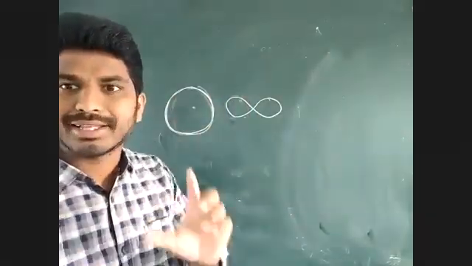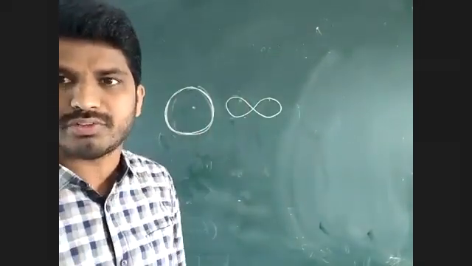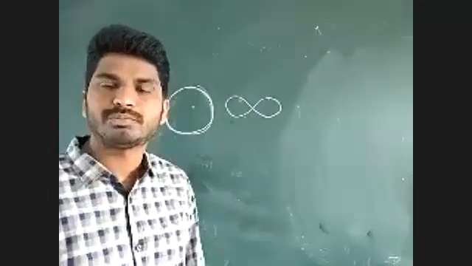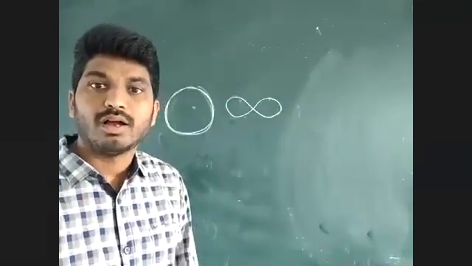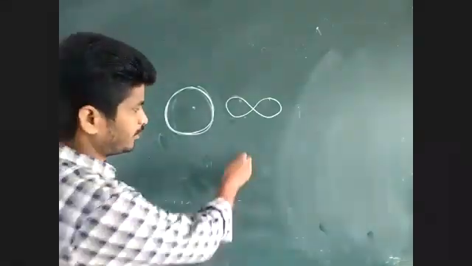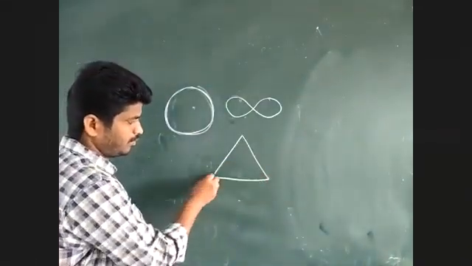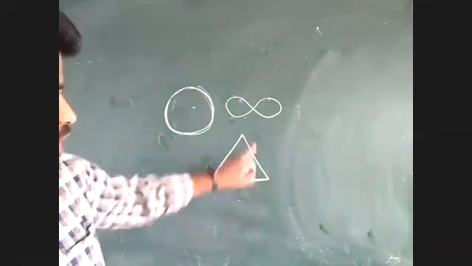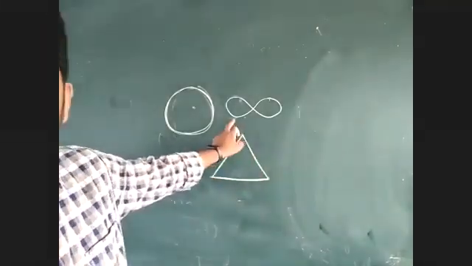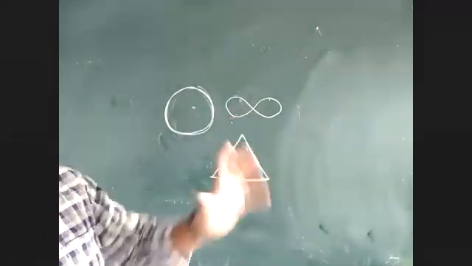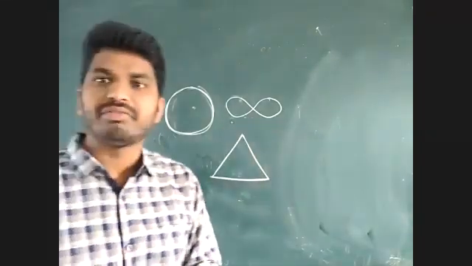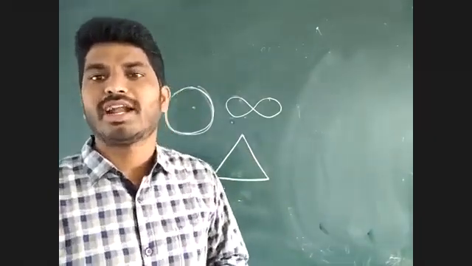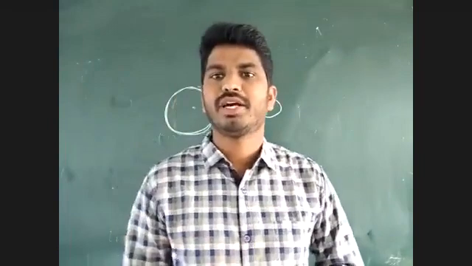Now tell me, is a triangle a closed figure or a simple closed figure? Simple closed figure. The starting and ending point should be the same without any intersecting, without any touches in between. The starting and ending point should be the same. That's why we can say that a triangle is a simple closed figure.